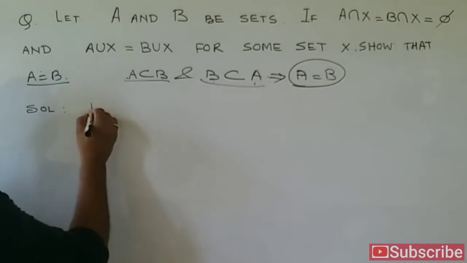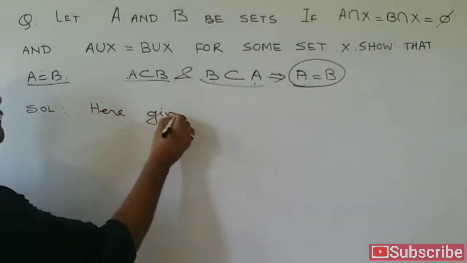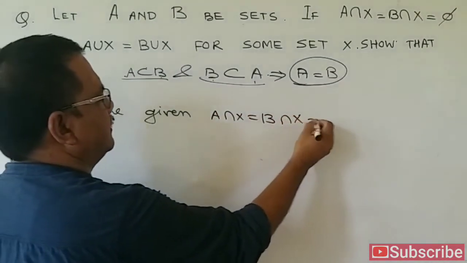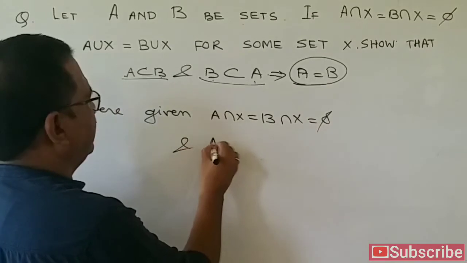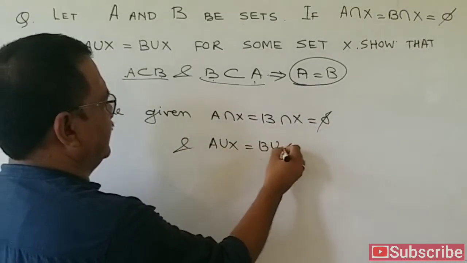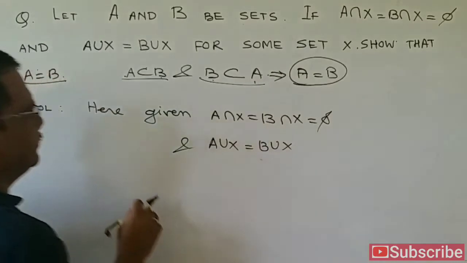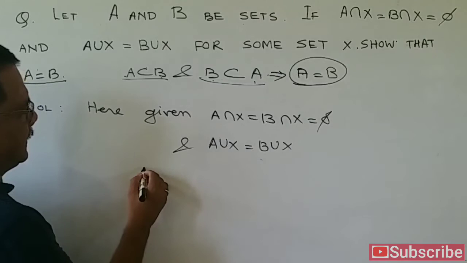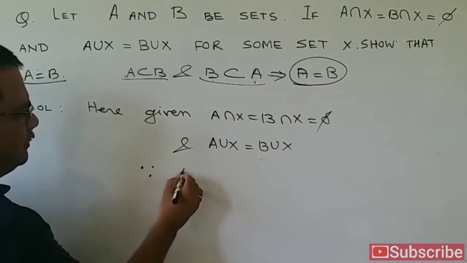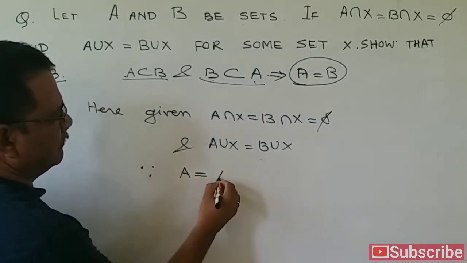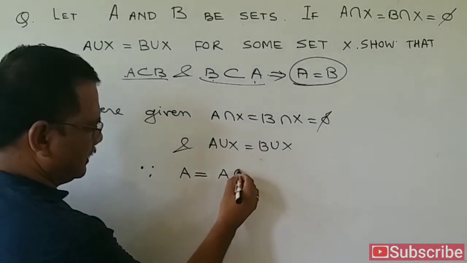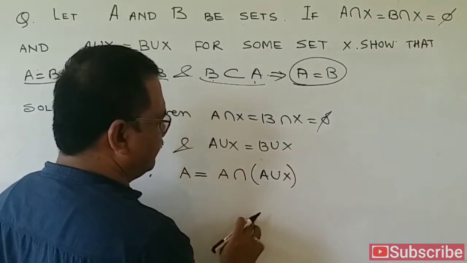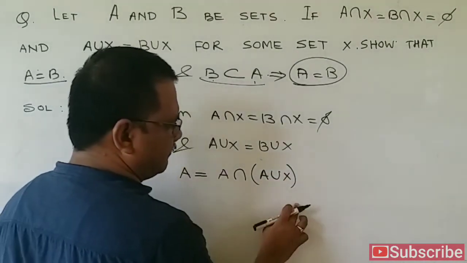So here given: A intersection X is equal to B intersection X is equal to phi, and A union X is equal to B union X. These conditions are to be used in our solution. Since we know A is equal to A intersection A union X, have you understood this expression?